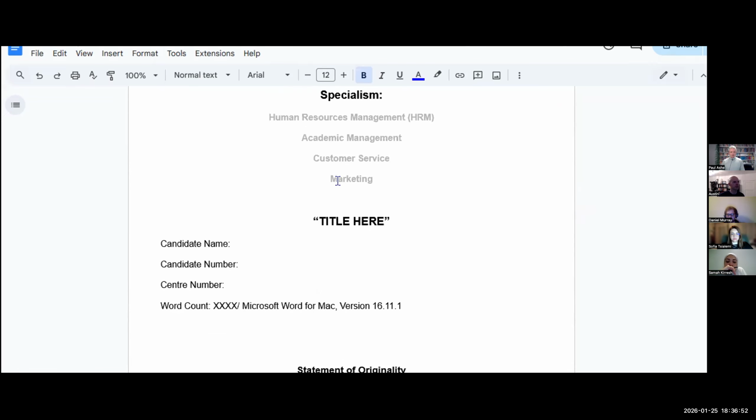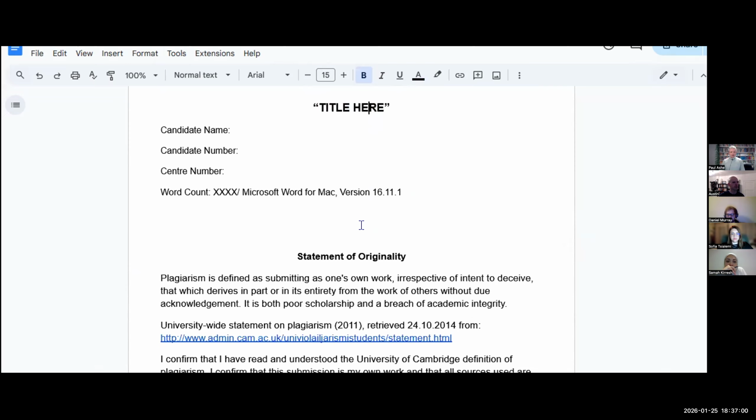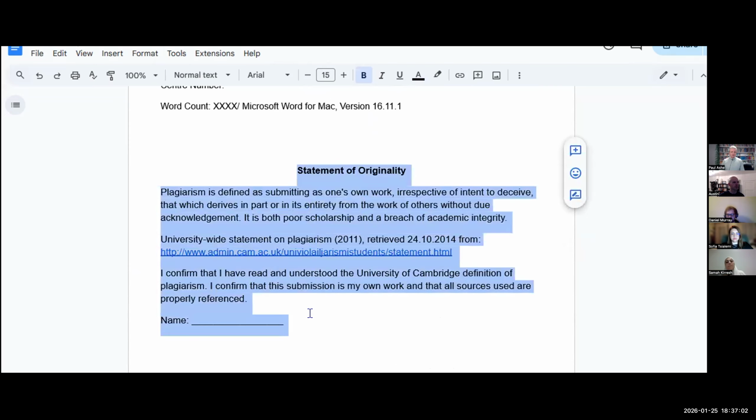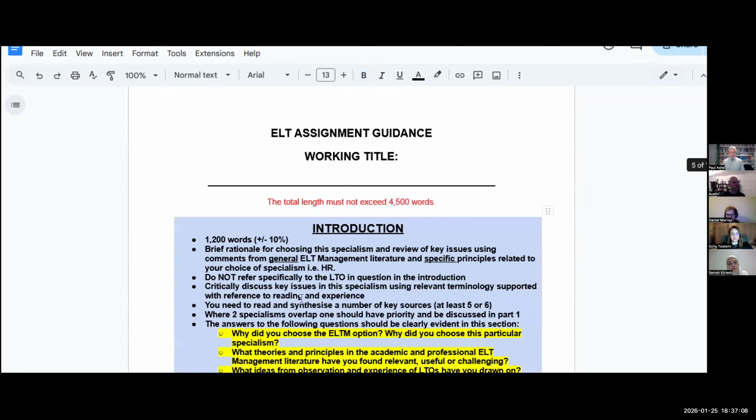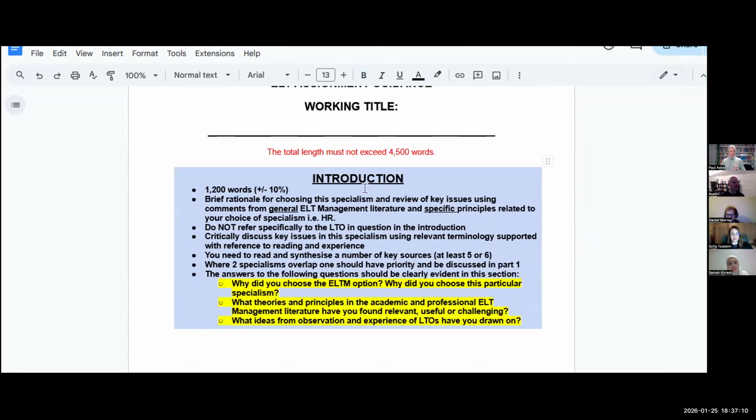And then your front page. So you could include a working title, which can change before you finally submit. That's not a problem. There's a statement of originality, like in every assignment. You're going to have to include that table of contents, but notice each section. So remember, we mentioned the introduction with the background reading. We said it was 1,200 words. Again, here you've got a breakdown of what you should be doing. You should be looking at least 5 to 6 key sources on whatever specialism you're looking at, and critically analyzing and discussing those.